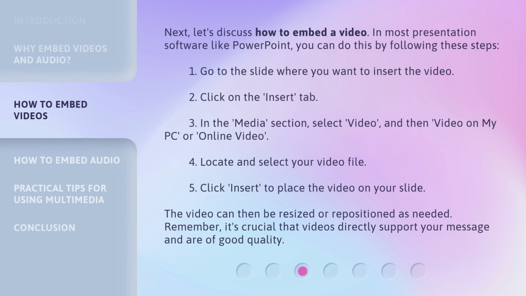Next, let's discuss how to embed a video. In most presentation software like PowerPoint, you can do this by following these steps. 1. Go to the slide where you want to insert the video. 2. Click on the Insert tab. 3. In the Media section, select Video, and then Video on my PC, or Online Video. 4. Locate and select your video file. 5. Click Insert to place the video on your slide. The video can then be resized or repositioned as needed. Remember, it's crucial that videos directly support your message and are of good quality.